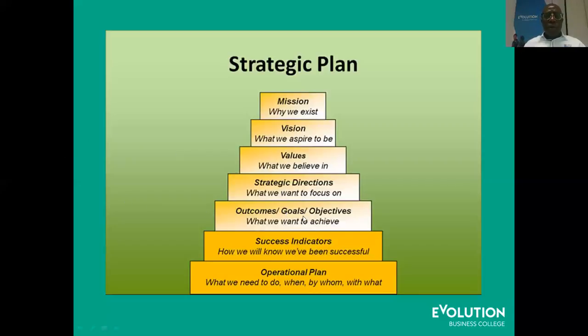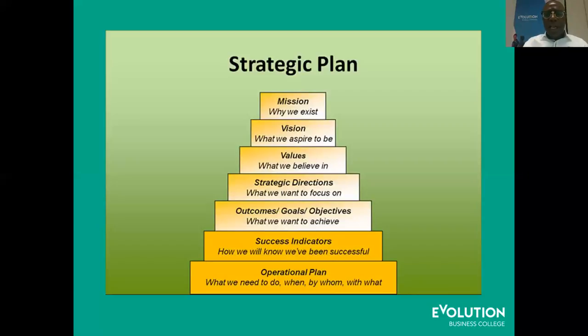And outcomes, goals, objectives, what do you want to achieve? You want to achieve this X number of dollars. We want to achieve maybe production of X amount. Want to achieve a distribution of this level. What is it that you want to achieve?